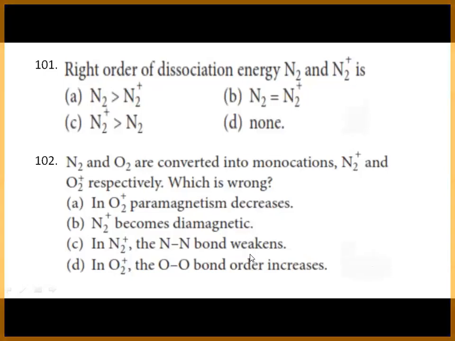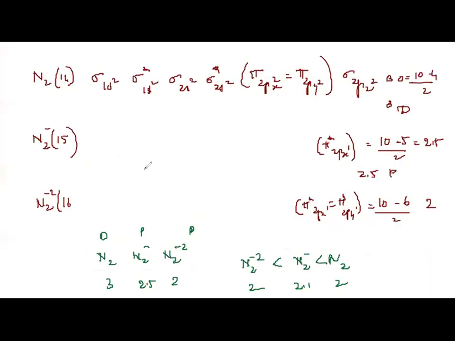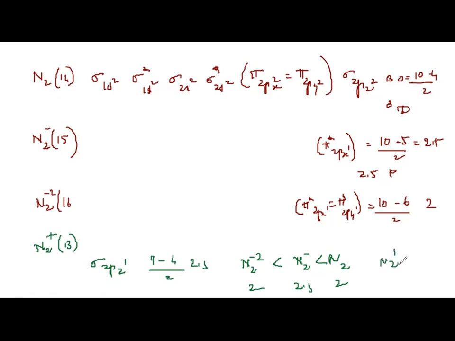Right order of dissociation energy from N2 to N2 plus. N2 plus is also there, so we will keep this also in mind. N2 plus means 13 electrons, so everything comes the same, except sigma 2pz will have 1 electron less. Therefore bonding is 2, 4, 6, 8, 9. 9 minus 4 by 2 is 5 by 2, it is 2.5. So N2 plus has 2.5 bond order, and it is paramagnetic. So only nitrogen is diamagnetic, and all the ions are paramagnetic.